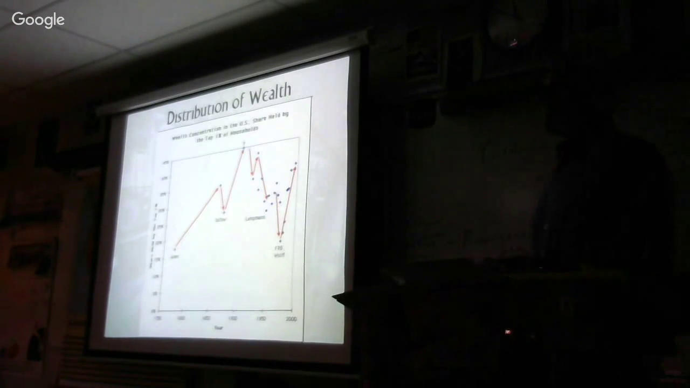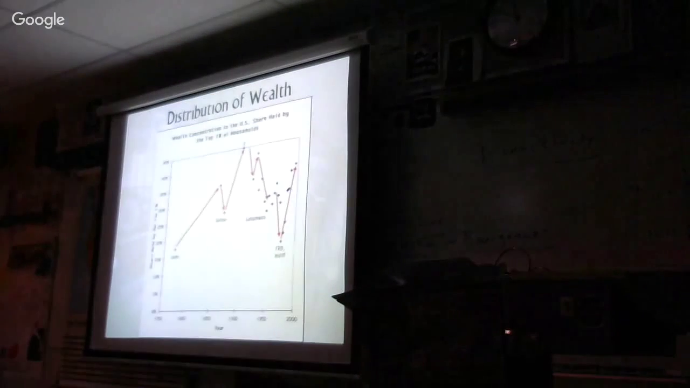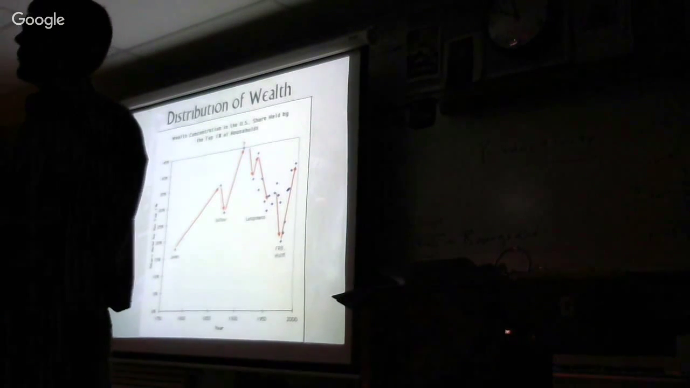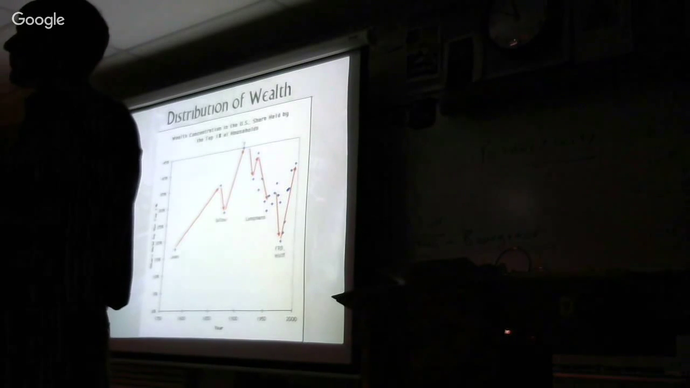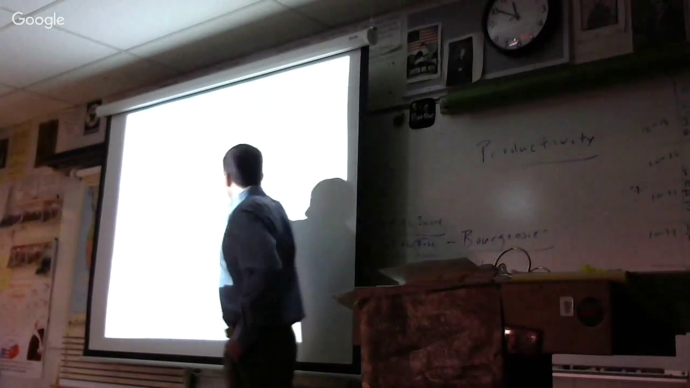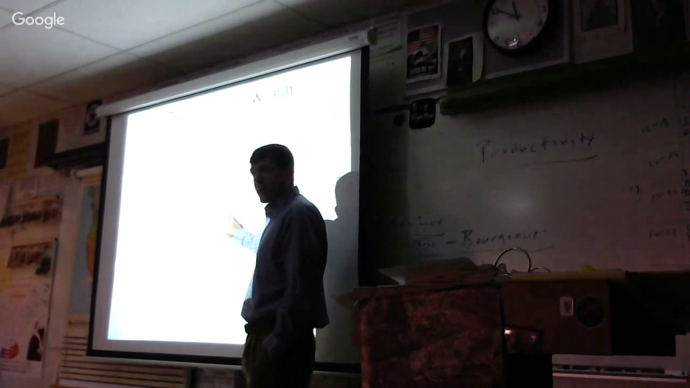So, the distribution of wealth. Wealth will flow to those on top in capitalism because they have the capital, they get the profit. And it will cause problems. And you see this every time. There's a huge explosion of wealth, and eventually there'll be a crash because of the lack of demand.